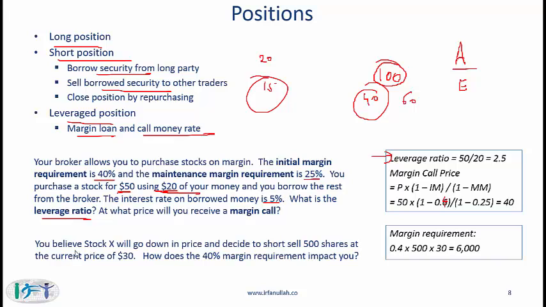Another related question. You believe stock X will go down in price and decide to short sell 500 shares at the current price of 30. How does the 40% margin requirement impact you? So what is happening here now is, obviously the broker will be concerned about what happens if the stock goes up because you are short selling. The margin requirement will also have an impact over here. If the margin requirement is 40%, that means that you need to put in 0.4, which is 40%, times 500 times 30. That's the amount that you are short selling. So you actually need to deposit a margin of 6,000.